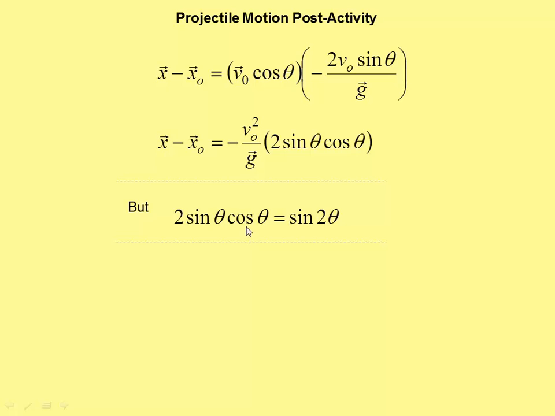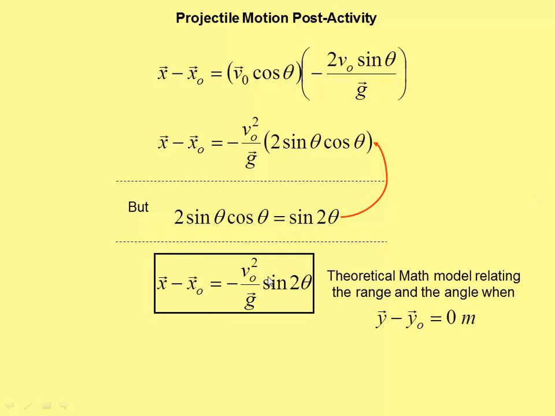But we know from trig that 2 times the sine of theta cosine of theta is the sine of 2 theta. Plug that in, and we get this equation, which says that the horizontal displacement, the range, is equal to the negative of the initial speed squared divided by the vertical acceleration times the sine of 2 theta. This is the theoretical math model relating the range and the angle, but only when the vertical displacement is 0. So this is a special equation. If you're going to memorize this, you have to remember that this is a special case.